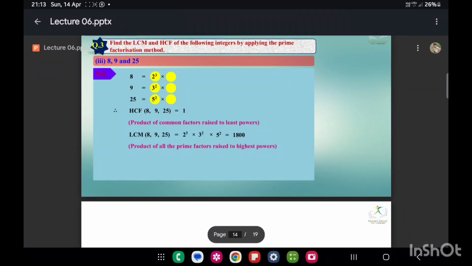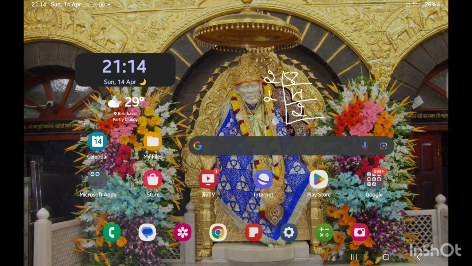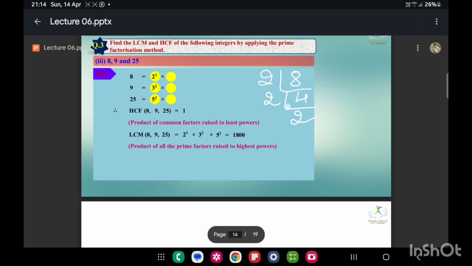Now we can go for the next problem. Find the LCM and HCF of the following integers by applying the prime factorization method. So 8 can be divided like this. 8 divided by 2, 2 fours are 8, and again 2 twos are 4, again 2 ones are 2. So we can write it as 2 power 3 into 1.